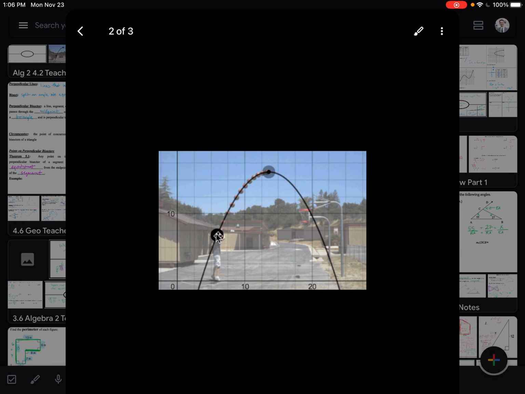Hi everybody and welcome. Today we're going to be talking about solving factored equations, specifically using the zero product property. So your goal after watching today's video will be to be able to solve quadratic equations using factoring, and more specifically the zero product property.